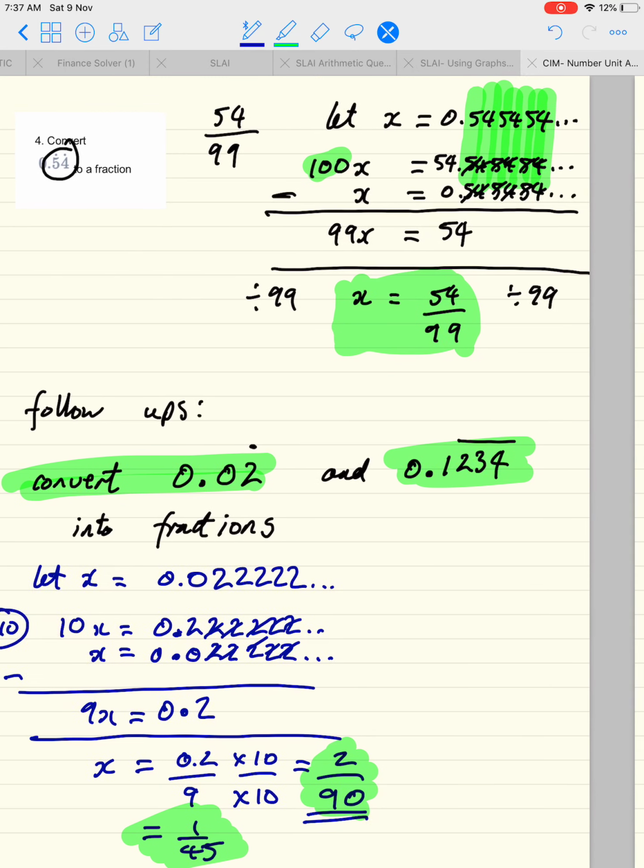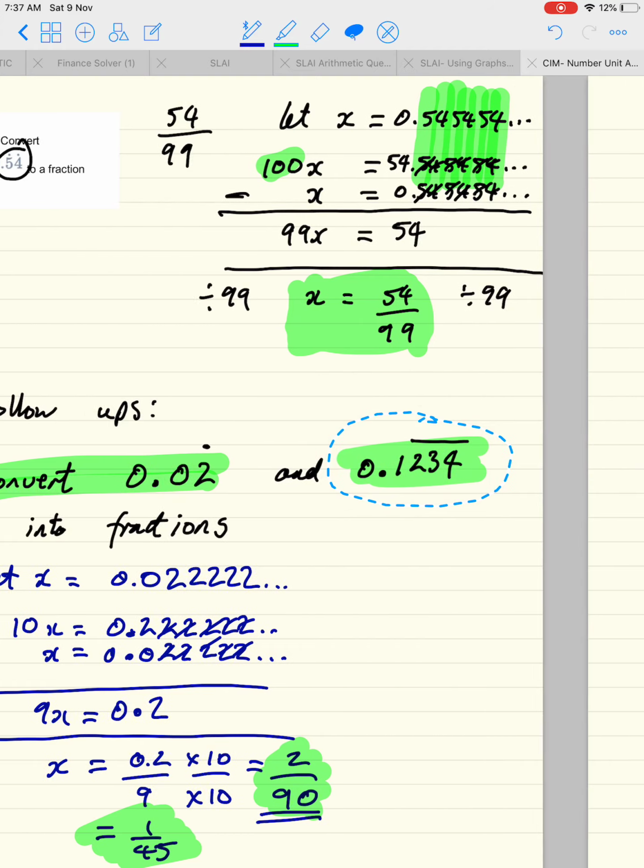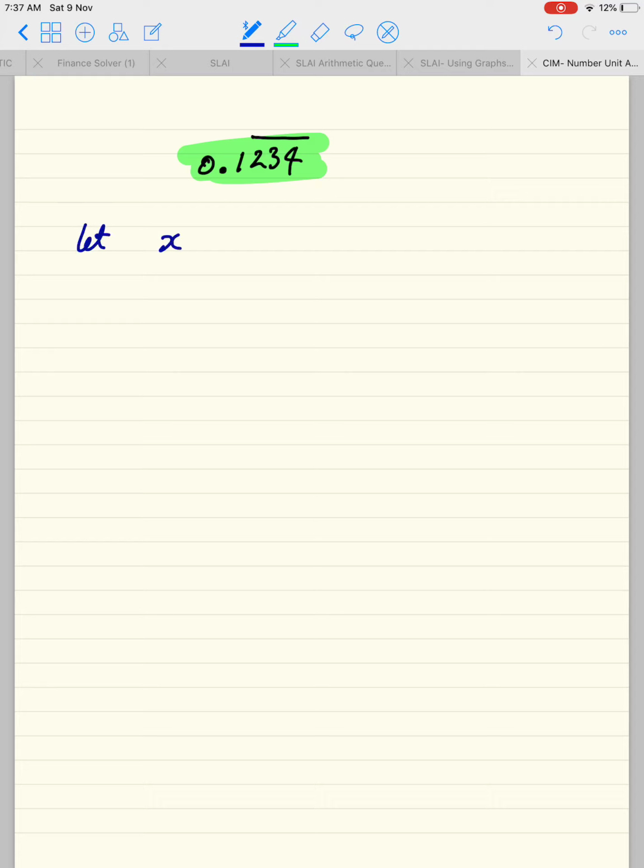I might just need another page for this to make it clear. Let's just copy. Let's just paste. Okay, so the same starting point. Do you remember what the starting point is? Let x equal or represent 0.1 and then 234, 234, and so on. Okay, now can you see there's 3 recurring digits? So we times both sides by 1000.